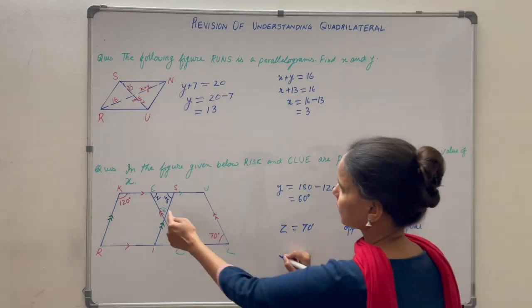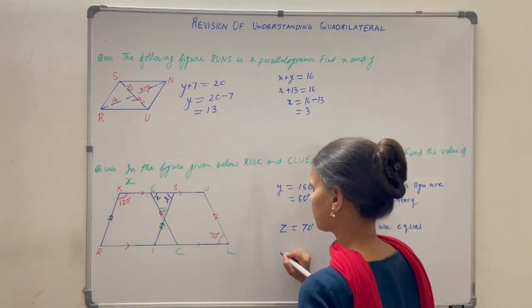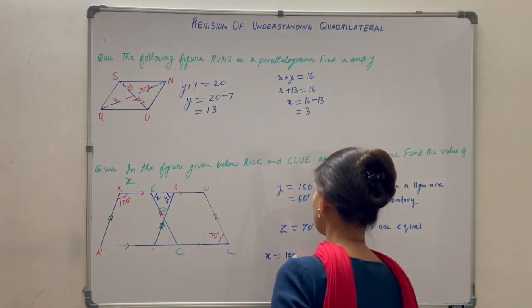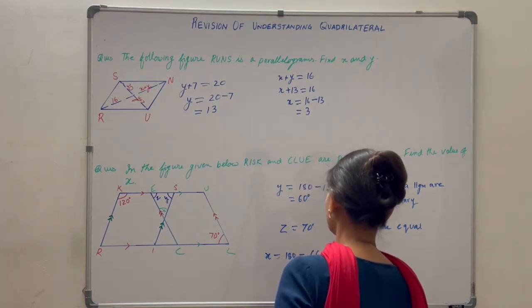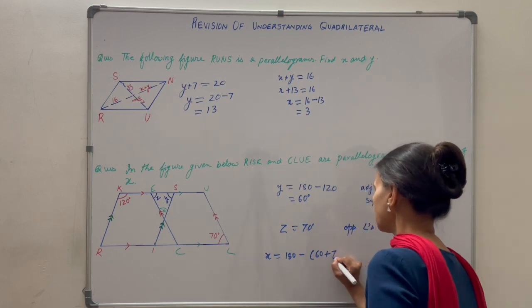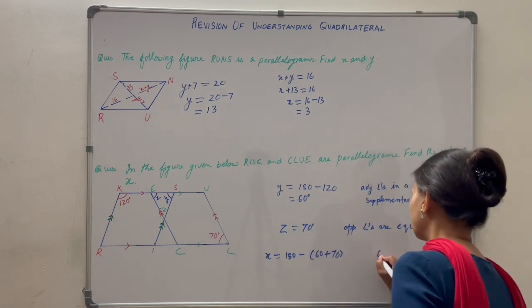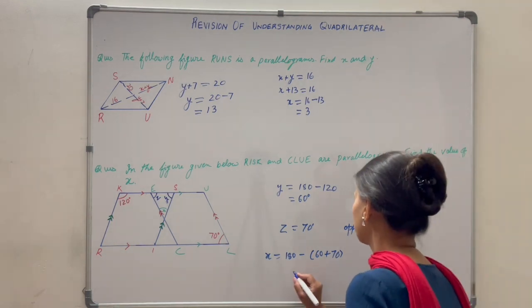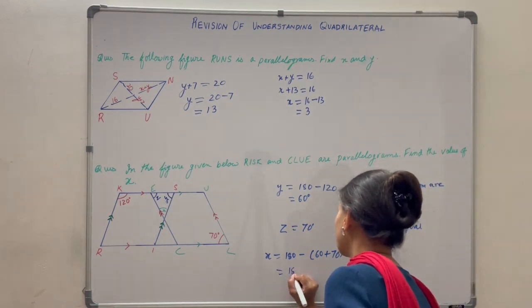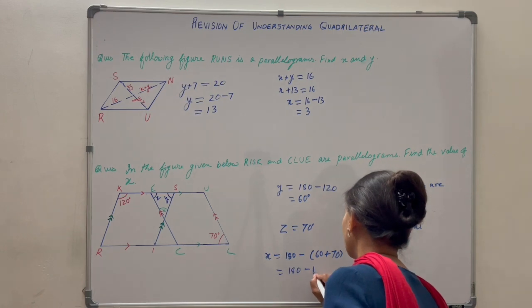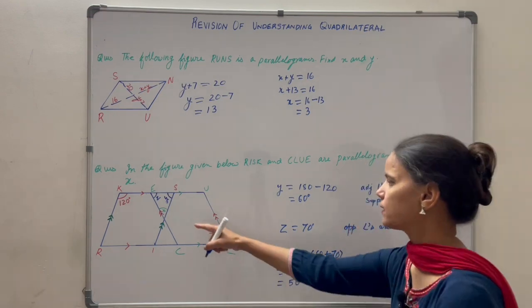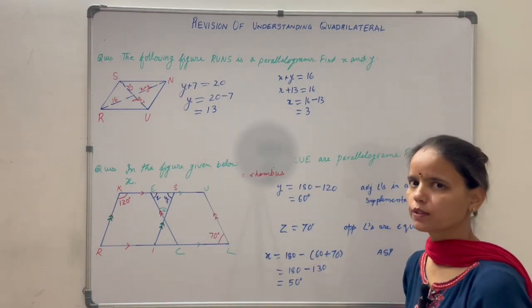Now you can use the angle sum property of a triangle to find x. So x is equal to 180 minus (60 plus 70). That is the angle sum property of a triangle. So 180 minus 130 is equal to 50 degrees. You got the value of x as 50 degrees.